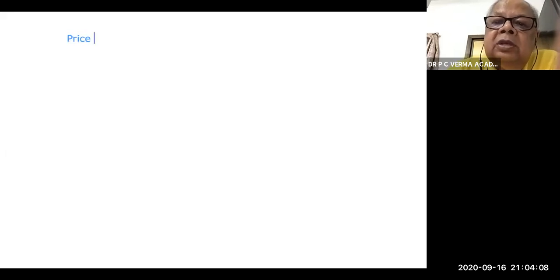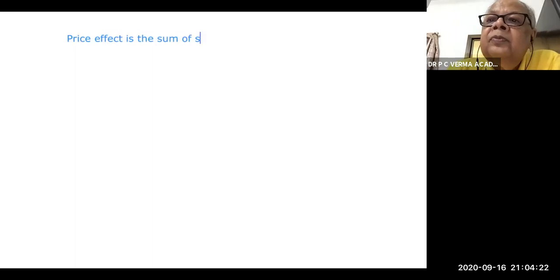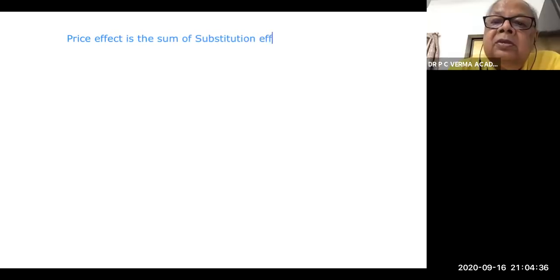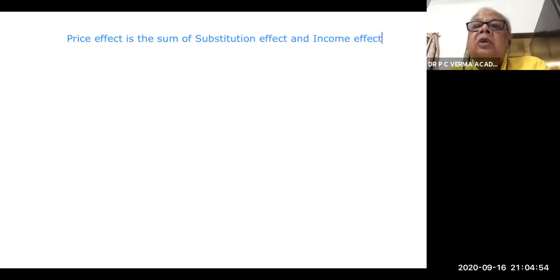Price effect is the sum of substitution effect and income effect.